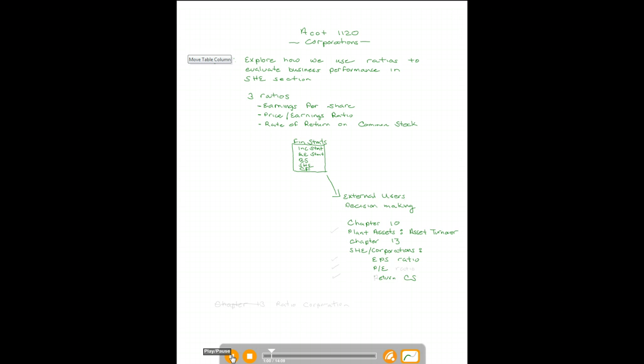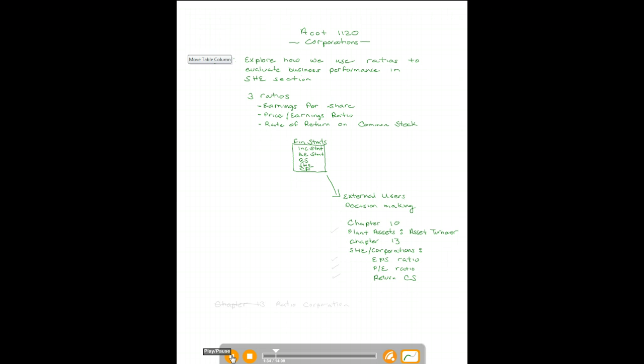During the course of 1120 so far, we learned a few ratios. In Chapter 10, we learned asset turnover. Chapter 12, we didn't learn any that were particular to partnerships. And in Chapter 13, we're going to learn earnings per share ratio, the price-earnings ratio, and the return on common stock. There's a problem on the final where these ratios are calculated, and I see students losing way too many points for really simple calculations.